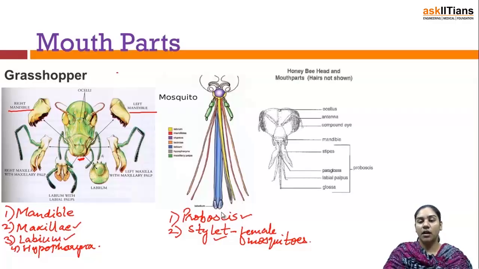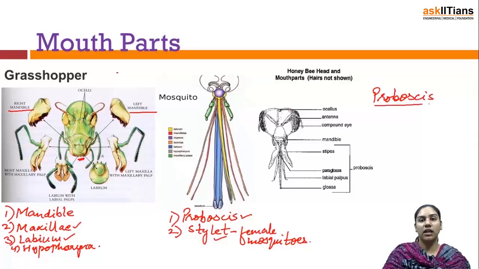The next mouth part shown here is of the honeybee, and the main mouth part in the honeybee is that of the proboscis. So this proboscis is a long elongated tube-like structure, and it forms a tongue here. This part shows the proboscis, and it is long and elongated, and it helps in sucking the nectar from the flowers.